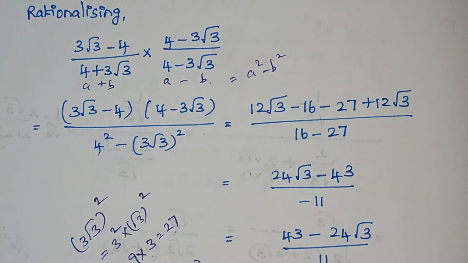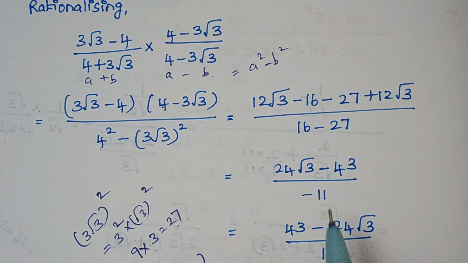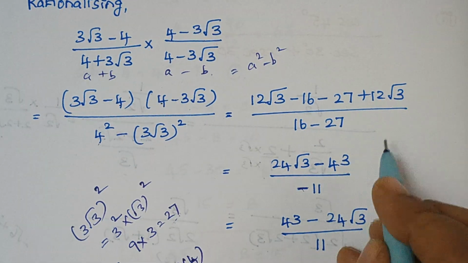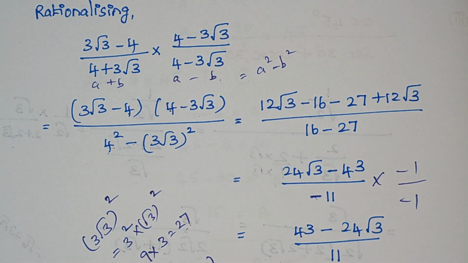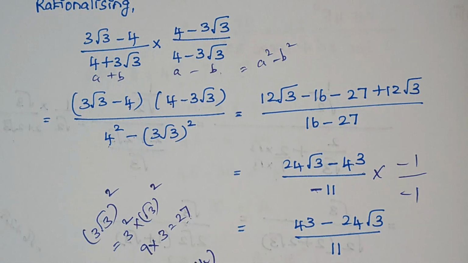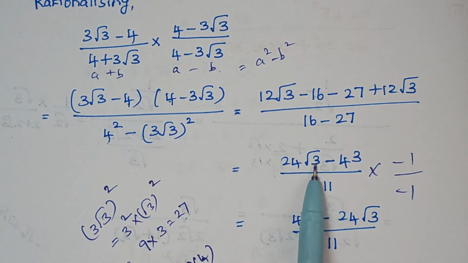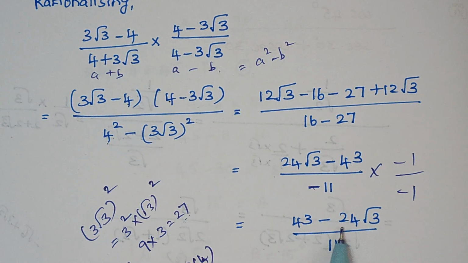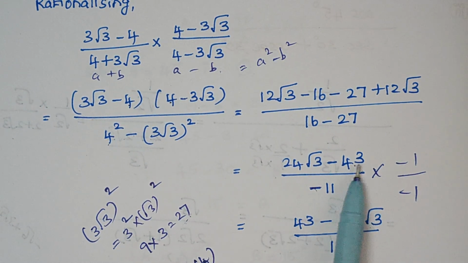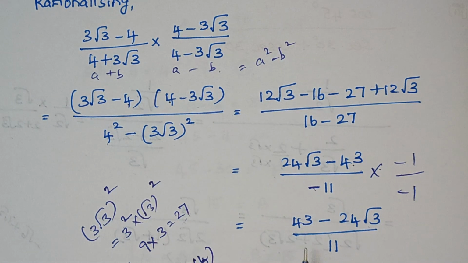Right. So again the same thing, whenever you are having a negative sign in the denominator, just multiply both the numerator and denominator by minus 1. Right. So when you multiply, what happens? This 24 root 3, that is plus 24 root 3 into minus 1 becomes minus 24 root 3. And again minus 43 into minus 1 becomes plus 43.